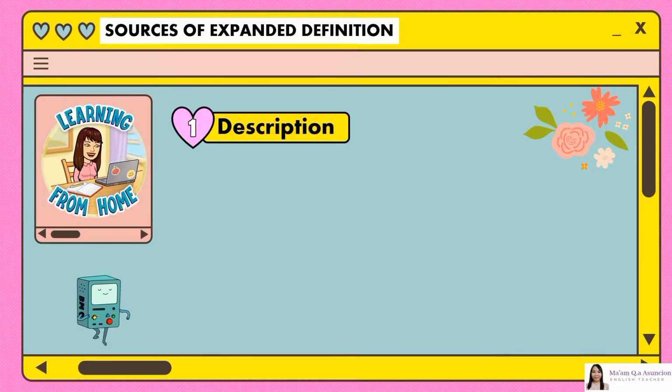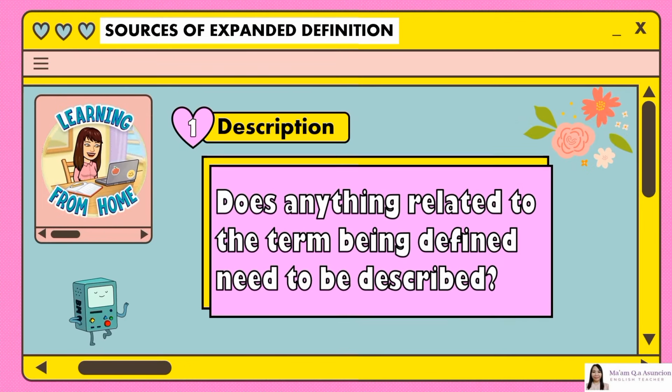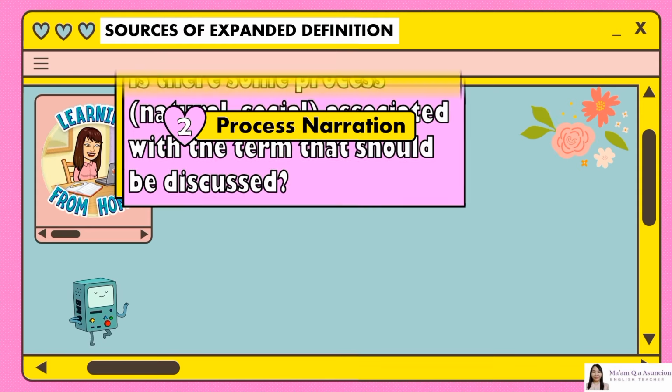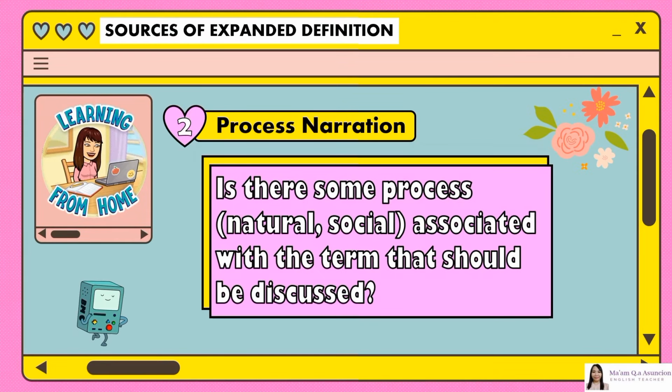Number 1, description. Does anything related to the term being defined need to be described? Number 2, process narration. Is there some process, natural or social, associated with the term that should be discussed?